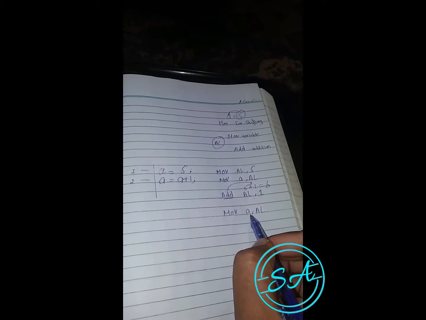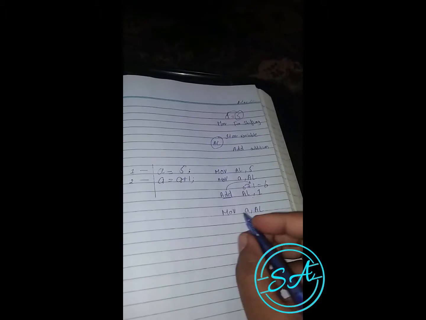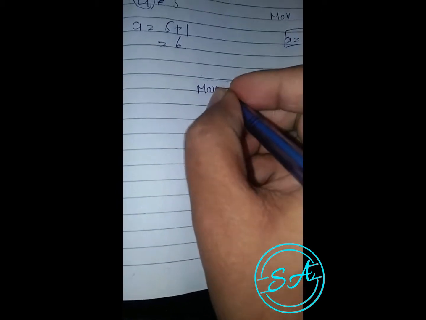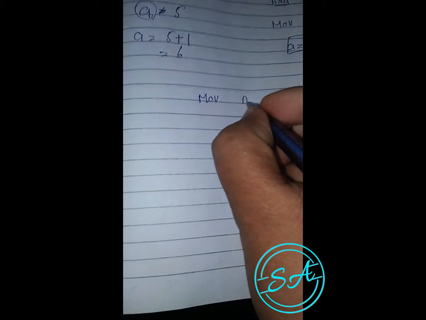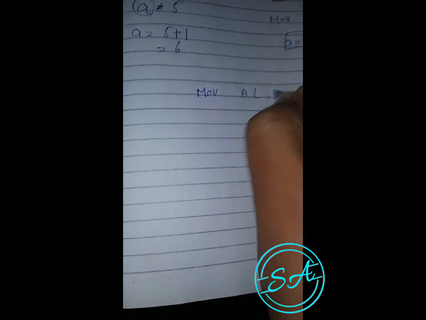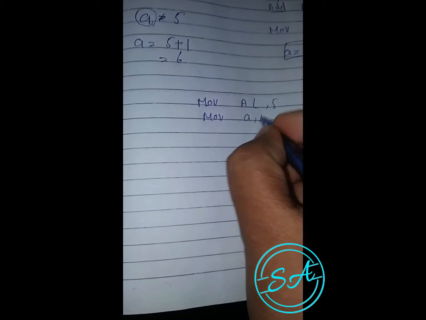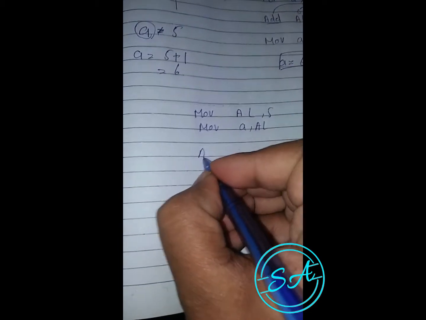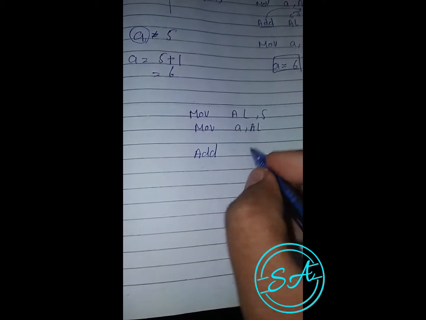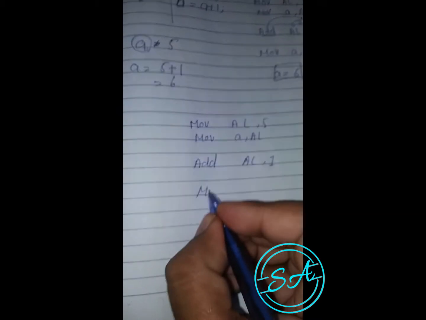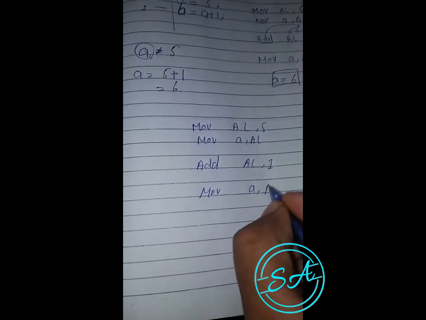And al is assigned to a. So may I write all the code here: move al 5, move a to al, add al 1, and move a.